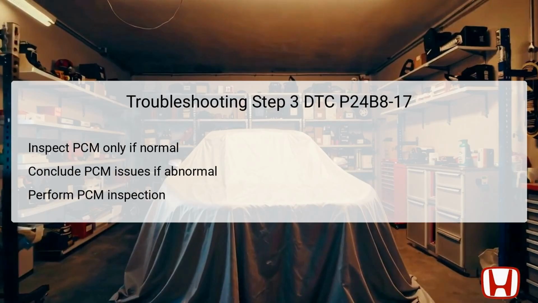The third step in troubleshooting DTC P24B8-17 involves an inspection of the PCM, or Powertrain Control Module, but only if all previous steps indicate normal conditions. If the other inspection items have returned normal readings, it suggests that the PCM could be the culprit behind the DTC being set. It's imperative to conduct a detailed inspection of the PCM to ascertain whether it's functioning as intended.